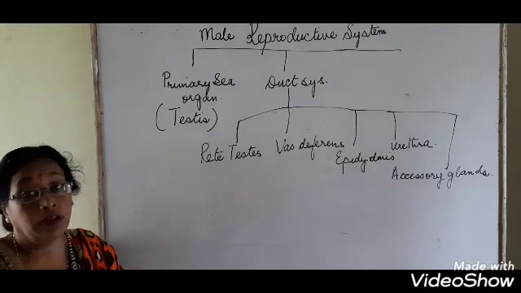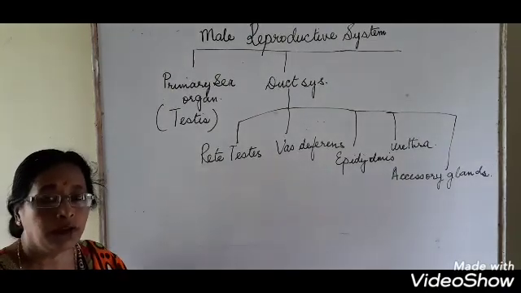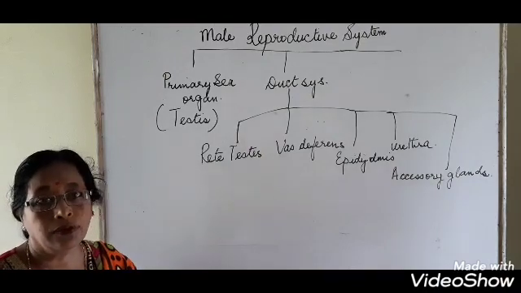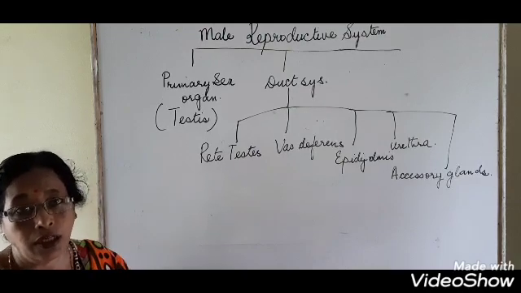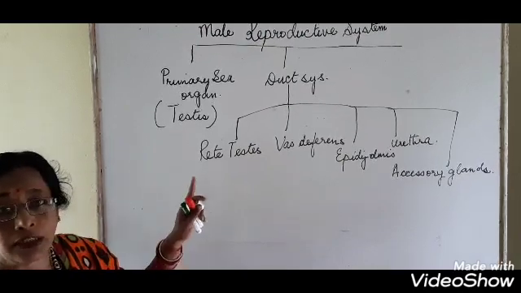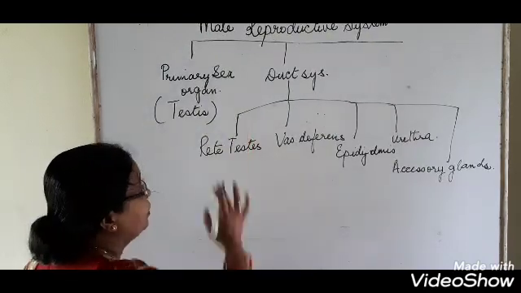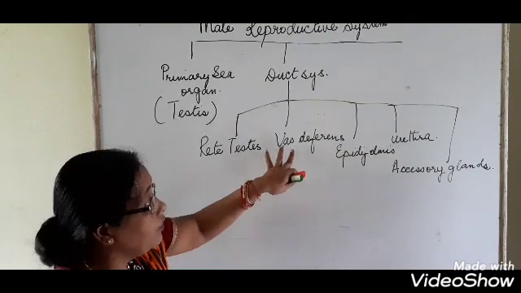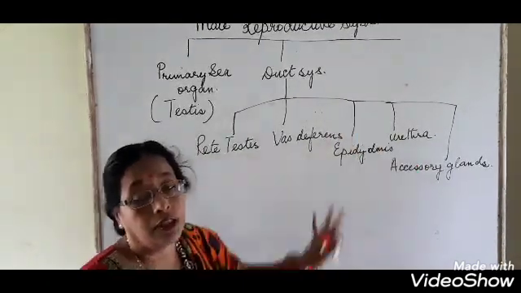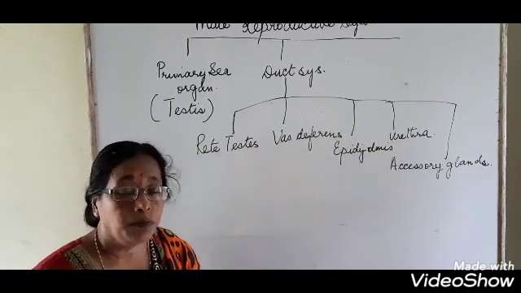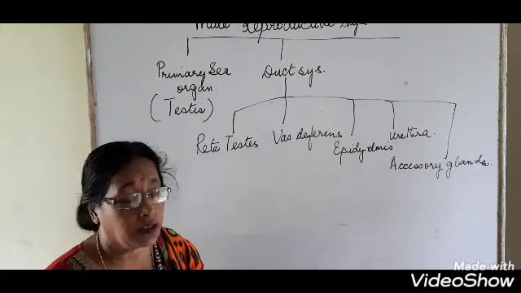Now why is the testes known as the primary sex organ? The testes secrete testosterone, that is the male sex hormone, plus they produce the gametes. Therefore, the testes are known as the primary sex organs. The duct system consists of the rete testis, the vas deferens, epididymis and the urethra. The duct system brings the secretion of the accessory glands to the testes.